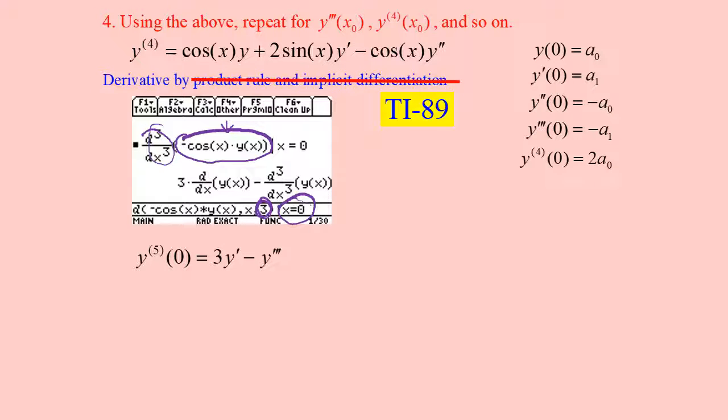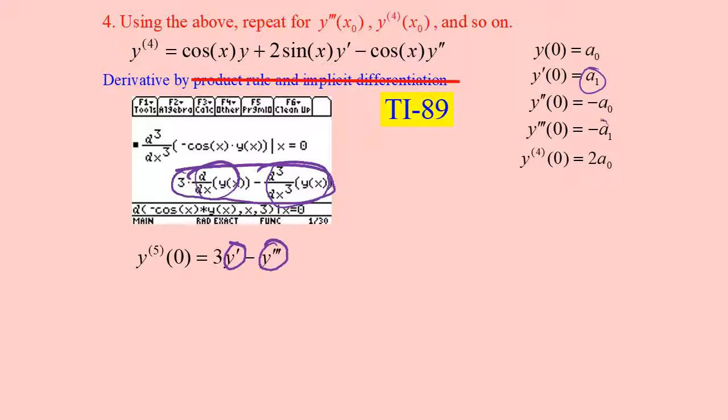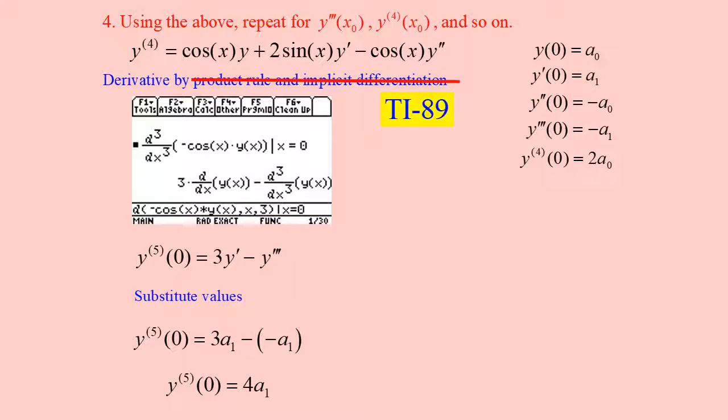So on the Ch30, we get the third derivative at x equals 0, which is right here. And that says 3 times y prime minus y triple prime. And then we want to substitute in place of the y prime a1, and in place of the y triple prime, a negative a1. And so here's what we get when we substitute those. And we'll add that to our list and keep it going.